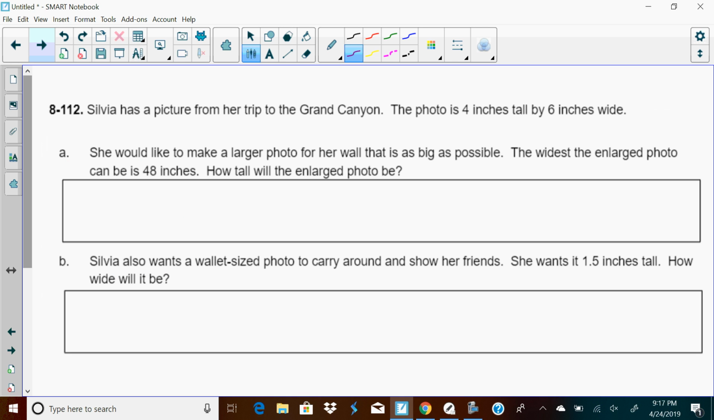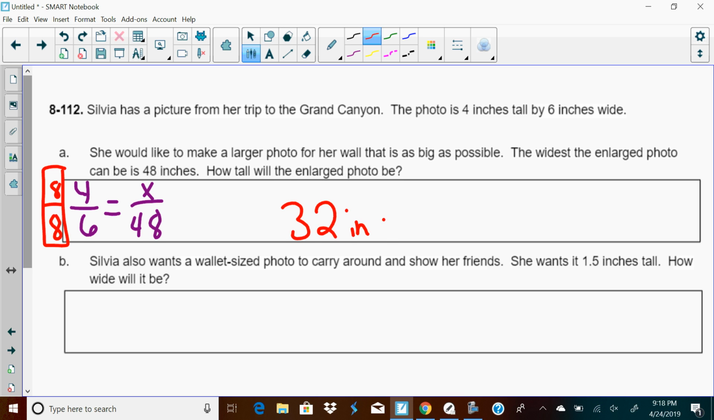Okay, problem 118, Sylvie has a picture from her trip to the Grand Canyon. The photo is 4 inches by 6 inches tall, so I'm going to write a proportion of 4/6. She wants to make a larger photo. The widest the enlargement photo can be is 48 inches. So 48 would go on the bottom over x. So I could just think about it as a giant 1. 6 times 8 is going to be 48. 8 times 4 is 32. So the answer would be 32 inches.